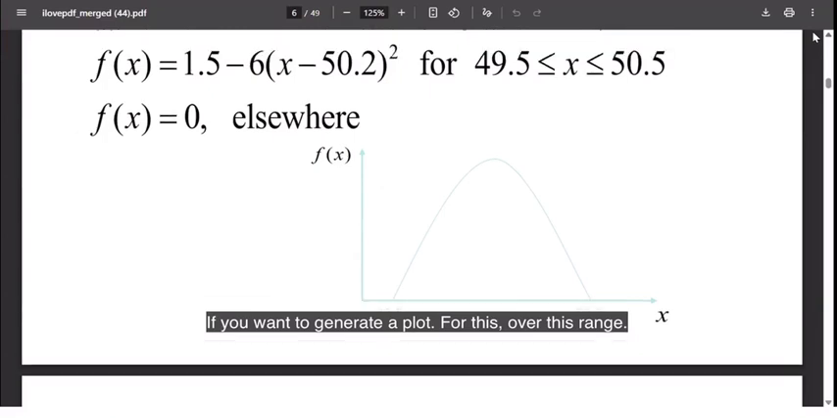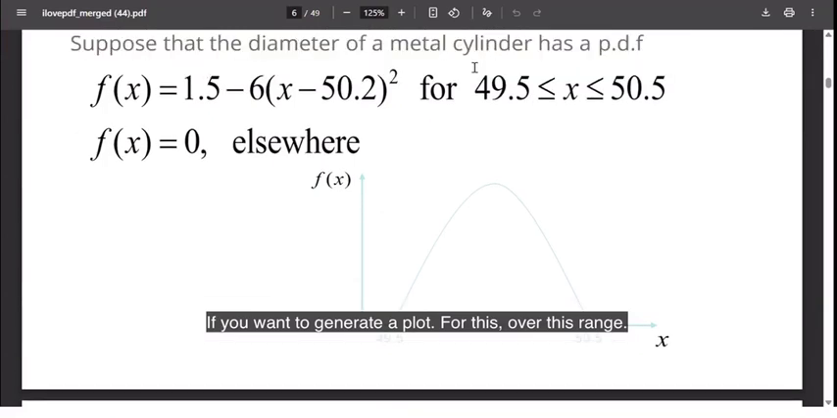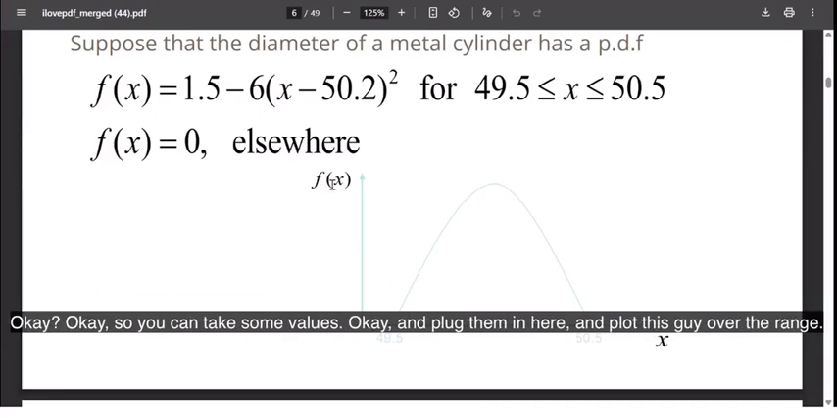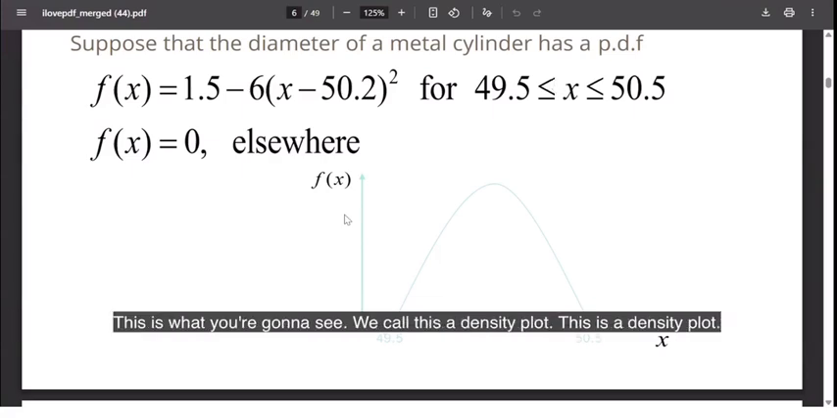Now, can we have a way to sketch it? If you want to generate a plot for this over this range, this is what you're going to get. It's going to look like a curve. You can take some values and plug them in here and plot over the range. This is what you're going to see. We call this a density plot.